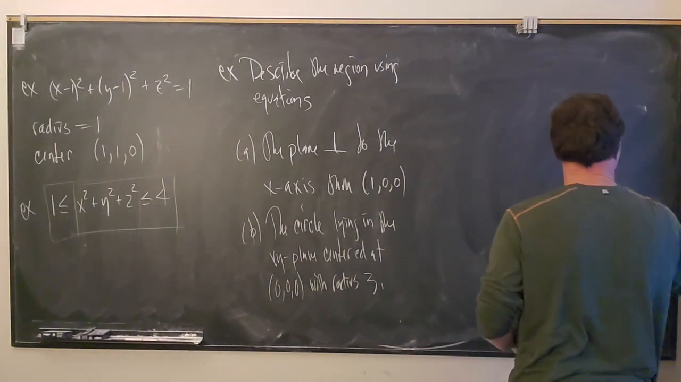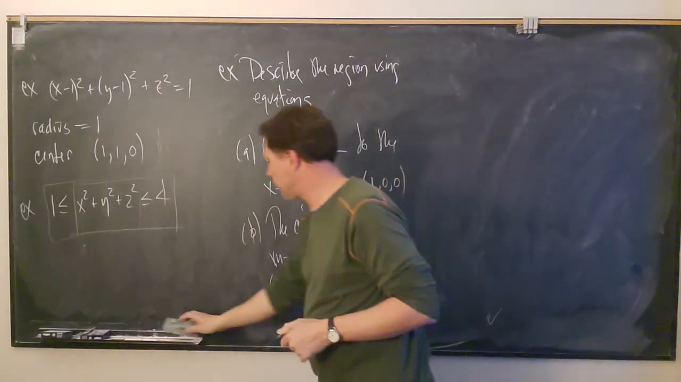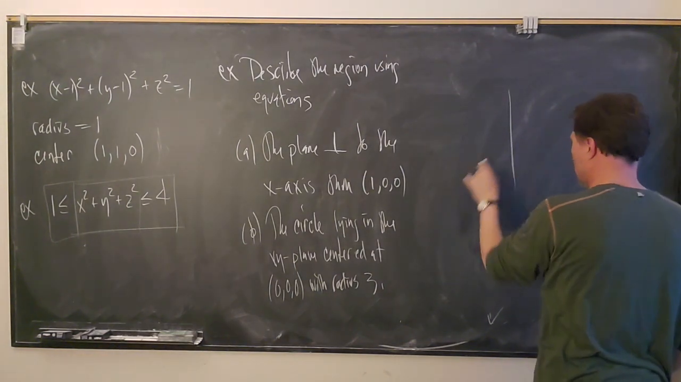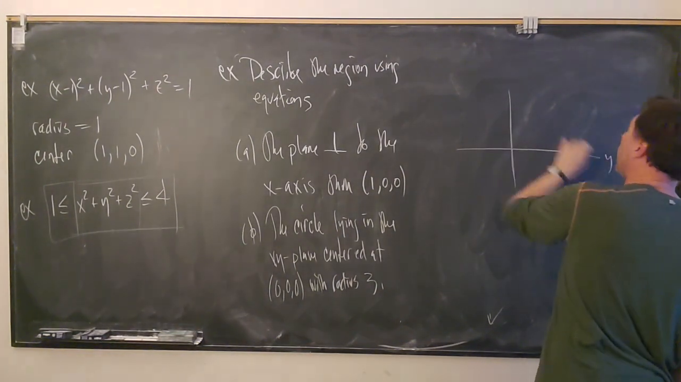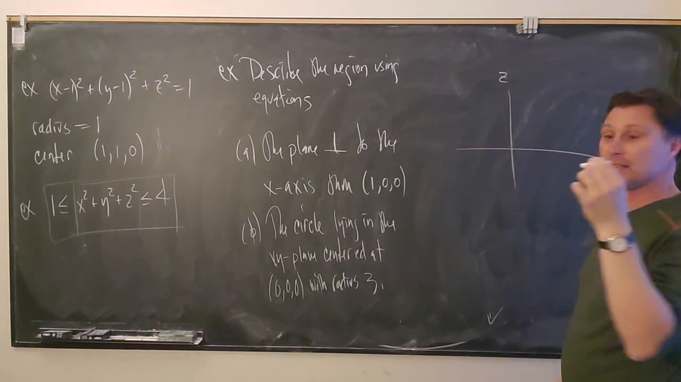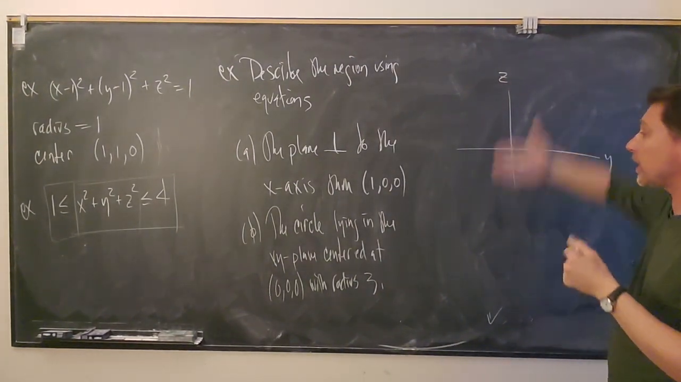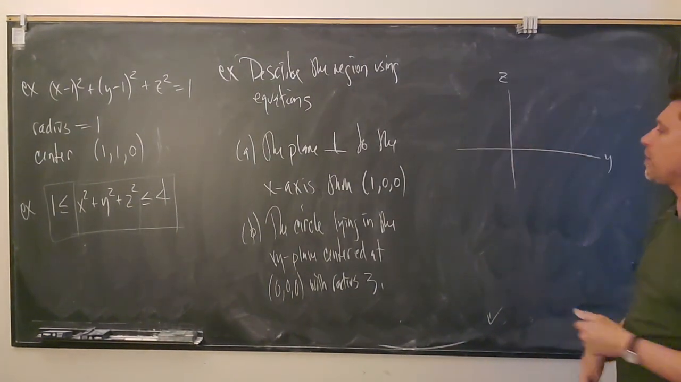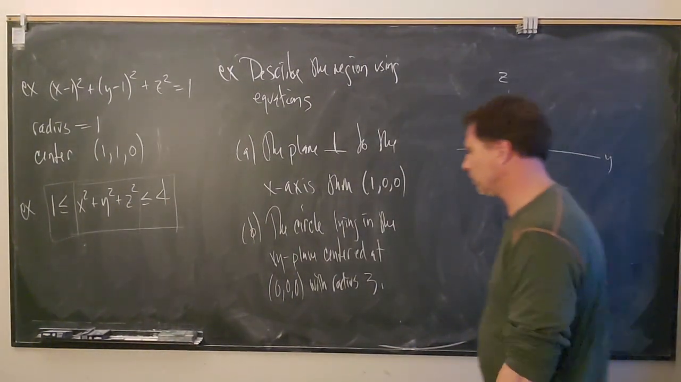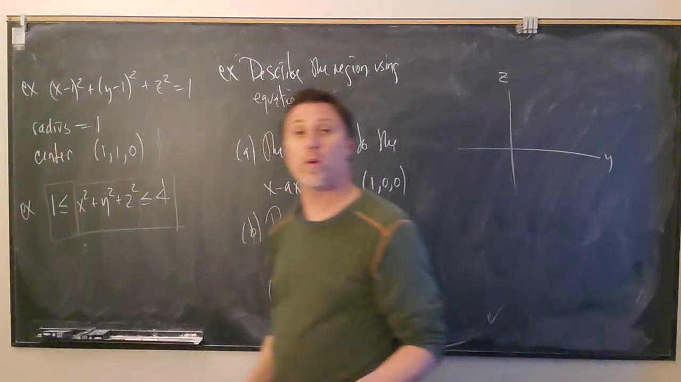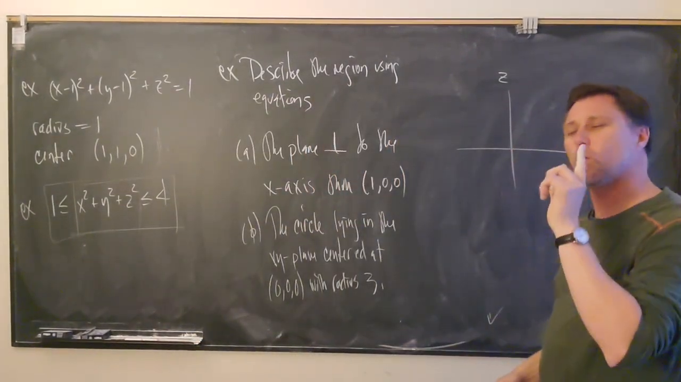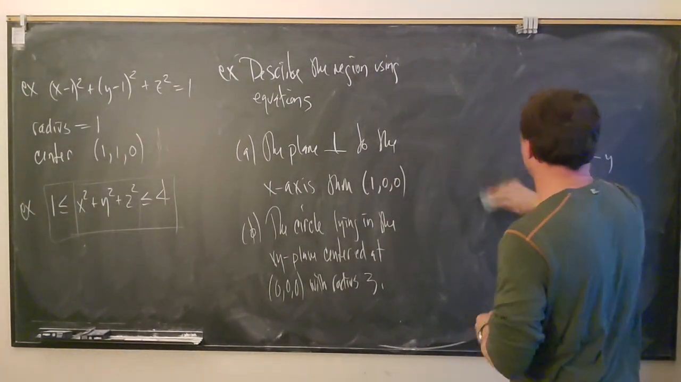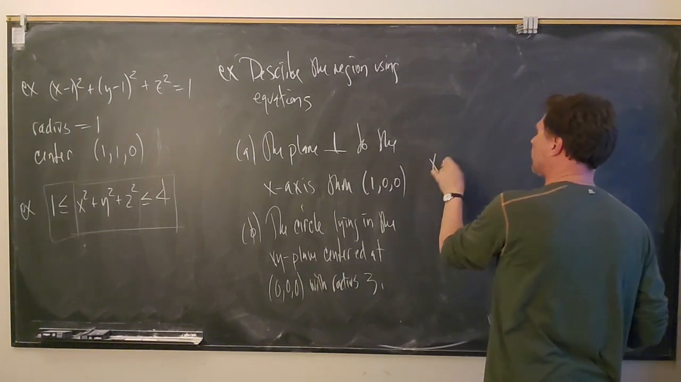All right, so the first one, we want the plane perpendicular to the x-axis. So let's draw a yz plane here, and then the x-axis is coming straight out. We want it to be perpendicular to the x-axis, so it needs to be parallel to this chalkboard here, and then passing through the point (1, 0, 0). Well, what that says is we don't care what y is, we don't care what z is, but we require x to be equal to 1. And so this one, it's just the plane x equals 1.